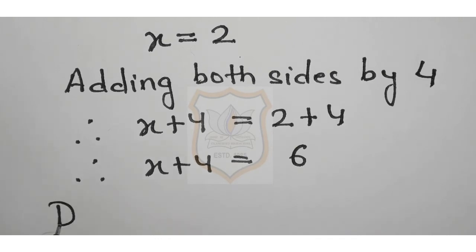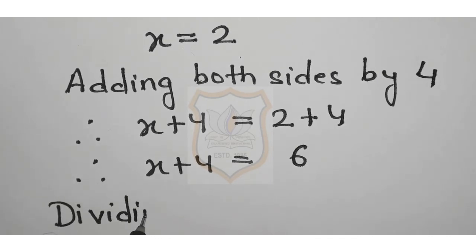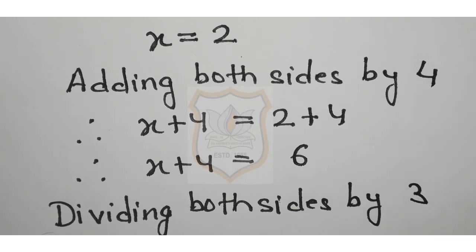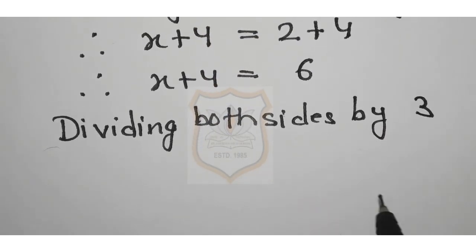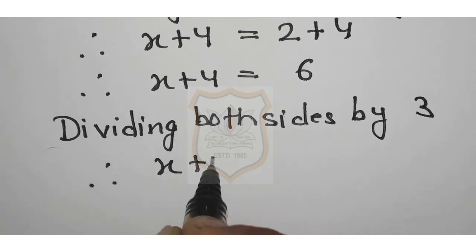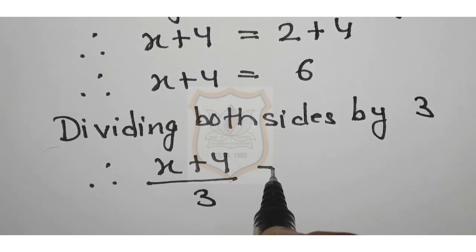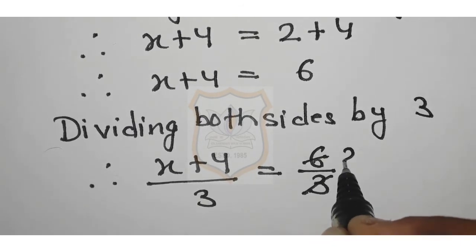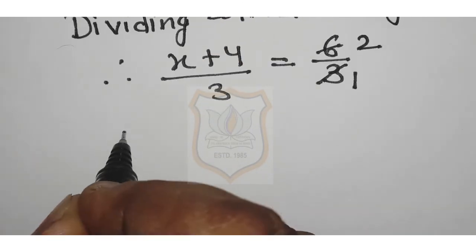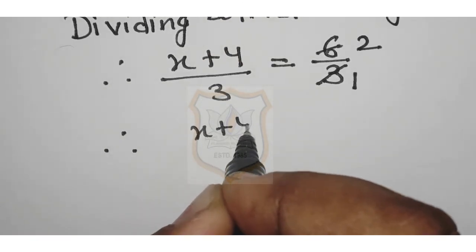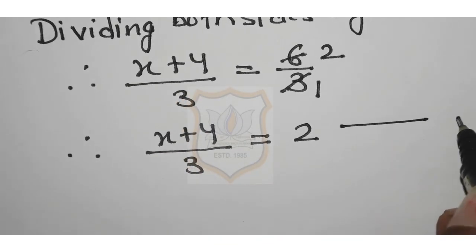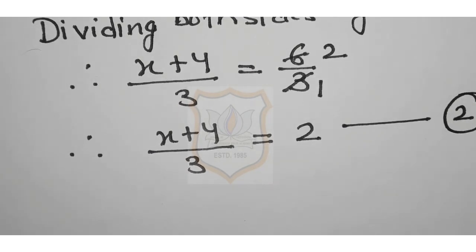Now, dividing both sides by 3. What we will get? Dividing both sides by 3. Therefore, x plus 4 upon 3 is equal to 6 upon 3. Now, 3 ones are 3, 3 twos are 6. Therefore, x plus 4 upon 3 is equal to 2. This is our second equation.